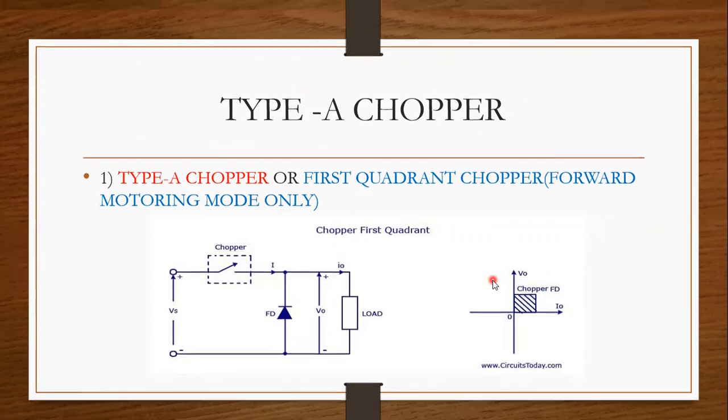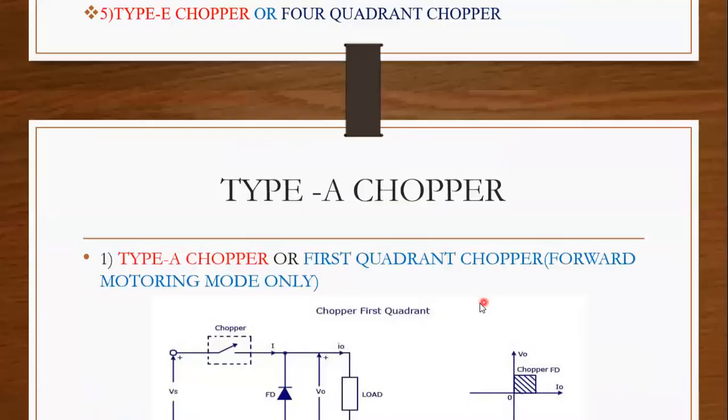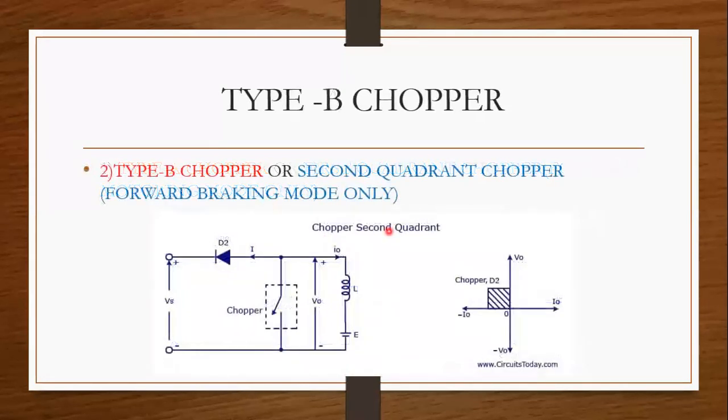These are the different types of choppers I already explained: type A, type B, type C, type D, type E. First, we will discuss only the circuit diagrams. Type E chopper is also called a four quadrant chopper. Understood? We'll discuss each type in detail in later classes.